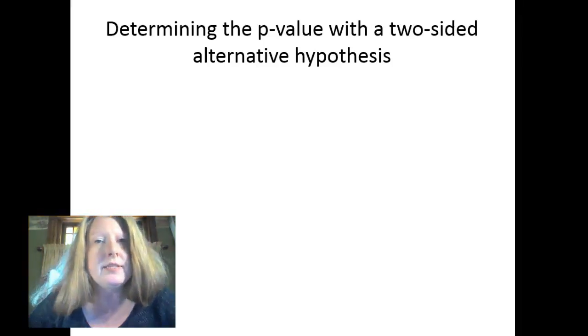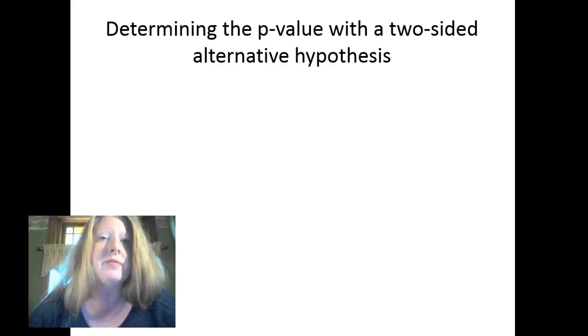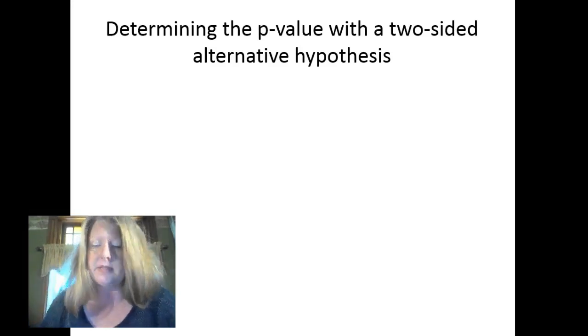Okay, I might talk quickly because I want to try to wrap everything up in this last video. So how do we determine the p-value with a two-sided alternative hypothesis?